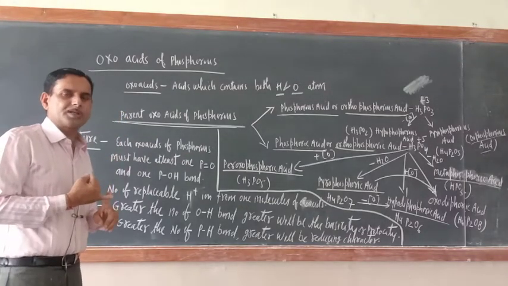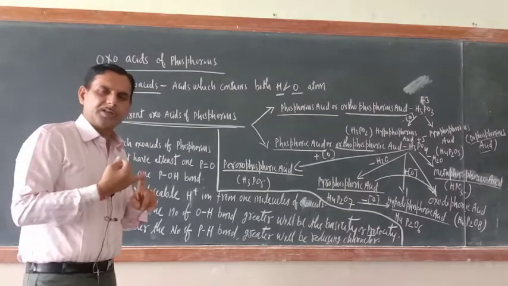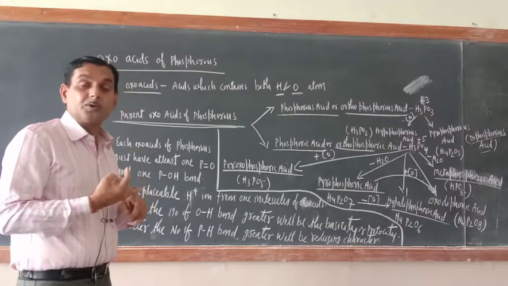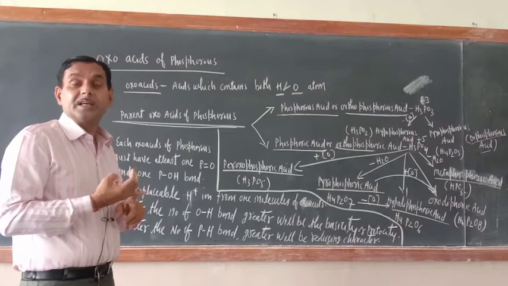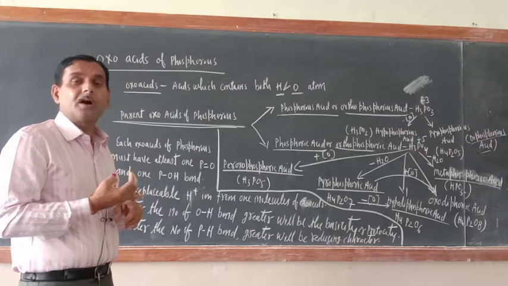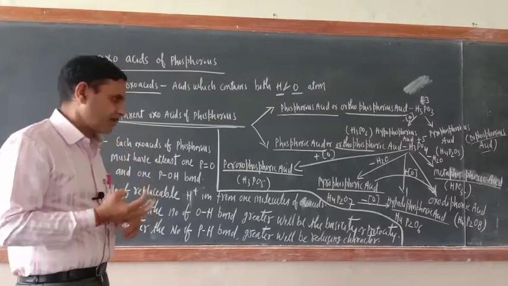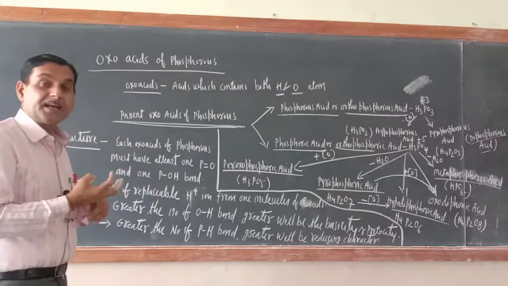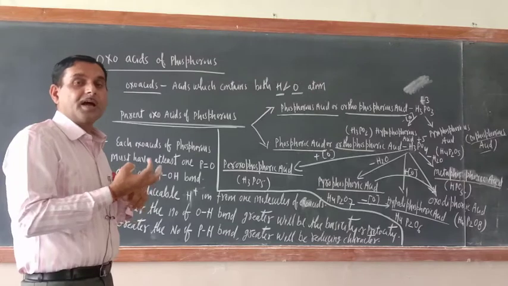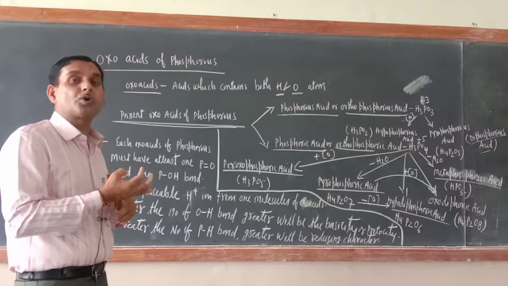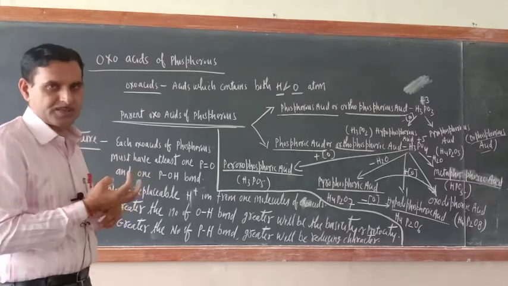Now how many more things do you have to study? Number 1, you have to study their structure. Number 2, you have to study the oxidation state of phosphorus in all oxo acids of phosphorus. What is the next one? Their reducing character you have to study. And the fourth one, which is most important, is basicity or protocity you have to study.